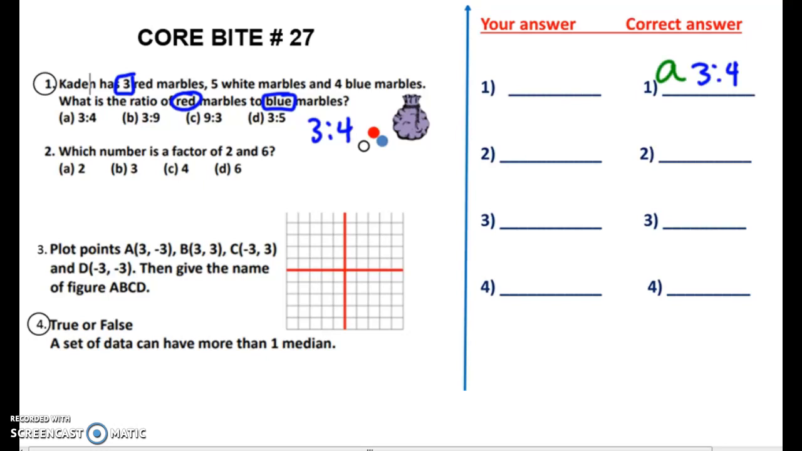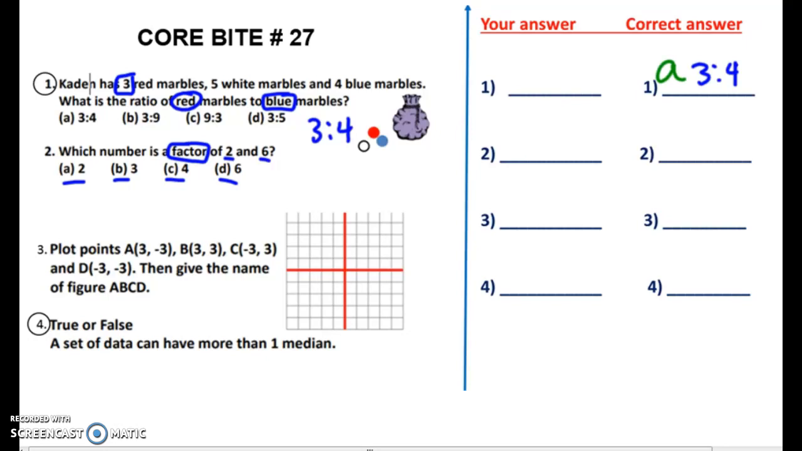Number 2, you should not need a hint for. It says which number is a factor of both 2 and 6. In other words, which of these numbers will divide evenly into both of those. Pause your video and answer number 2.